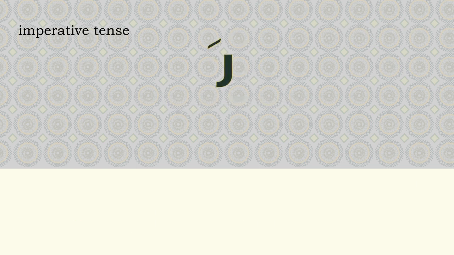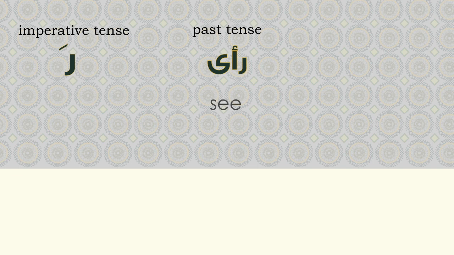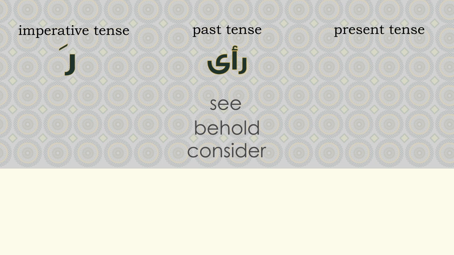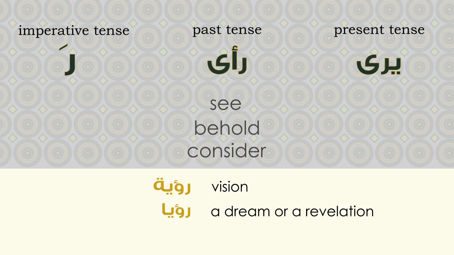Fourth, ra. The past tense is ra'a. You are probably familiar with this word. It means to see, behold, consider, etc. The present tense is yara. The word ru'ya means vision, and ru'ya also means a dream, a revelation, all from the same root. There is also this word ra'i, which means television.